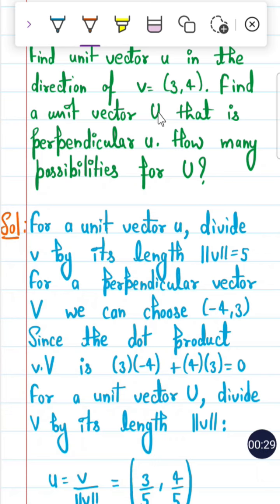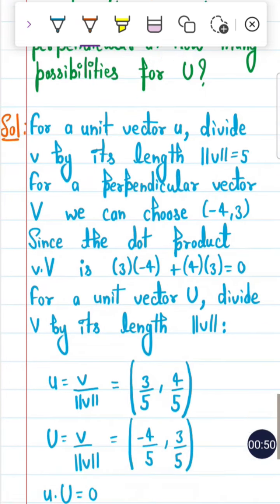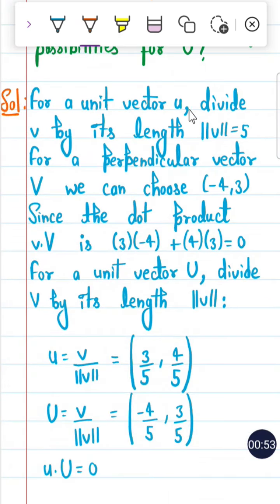Find the unit vector U also that is perpendicular to this unit vector. Firstly we find the unit vector u in the direction of v, and secondly we find the perpendicular unit vector capital U. And how many possibilities are there for this perpendicular unit vector? For a unit vector we know that u = v upon norm of v, as we find it in the direction of v, so divide v by its length, the norm of v.